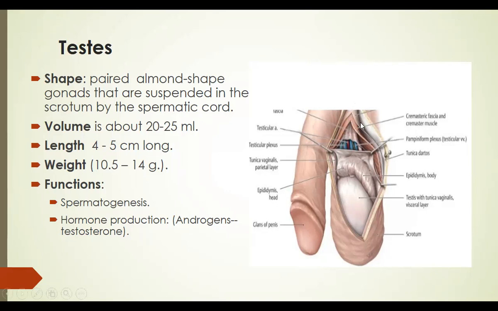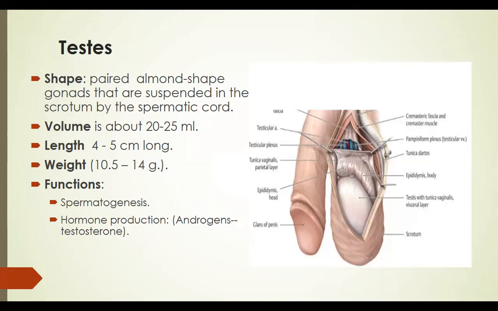As you can see here, you can see all the layers of the spermatic cord as well as the structures within it. It is not only the vas deferens, but other structures are there, like the testicular artery, pampiniform plexus, cremasteric fat, nerves, lymphatics, everything. The volume of this testis is almost 20 to 25 ml, because the sperms are produced in a fluid medium, so it is measured in volume.